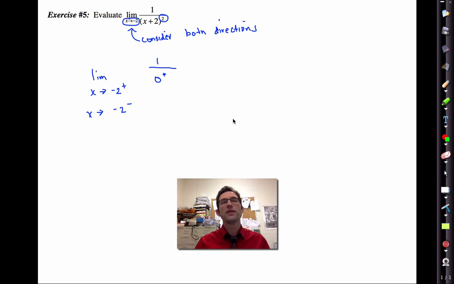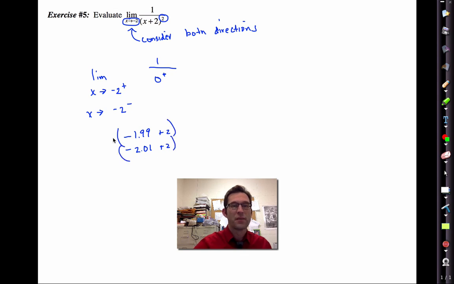So when I take a number like negative 1.99 or a number like negative 2.01, and I add it to 2, right? So this is coming in from the right, coming in from the left, and I square it. Either way, I'm going to get a number very close to 0 that's positive. So in both cases, this is going to positive infinity. It doesn't matter whether I'm coming from the left or the right, and so I get positive infinity.